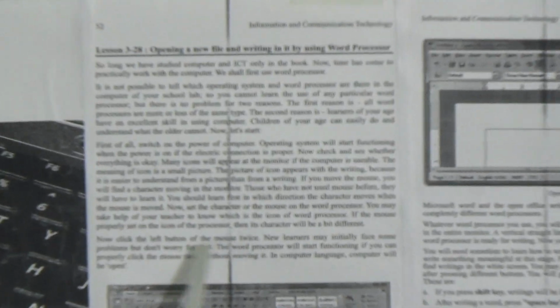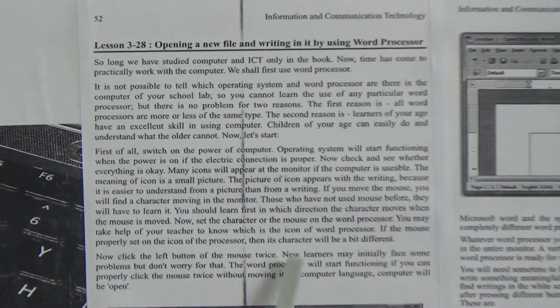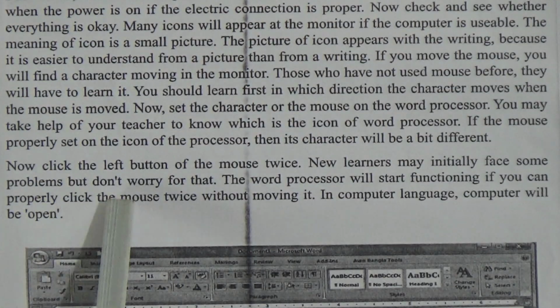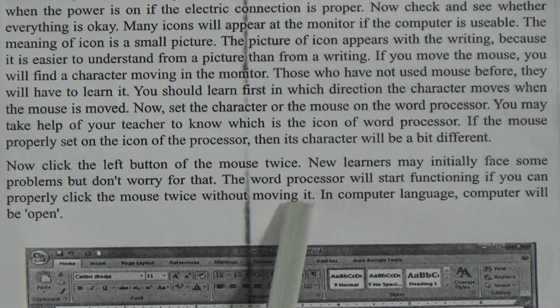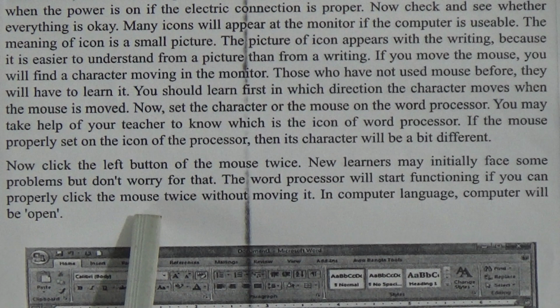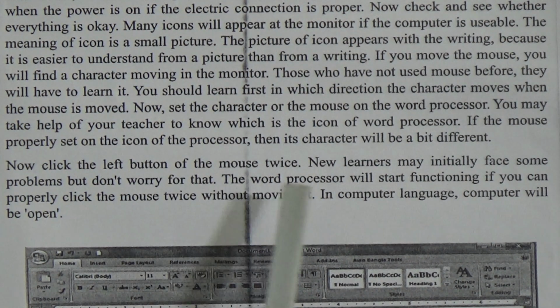Okay, now click the left button of the mouse twice. New learners may initially face some problems, but don't worry about that. The word processor will start functioning if you can properly click the mouse twice without moving it.